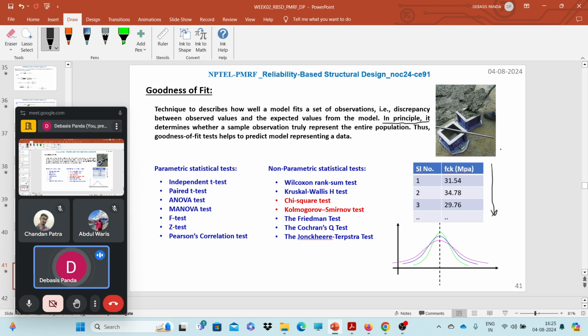There are different kinds of hypothesis tests in statistics. Parametric tests we have, like the Z test, one of the famous parametric tests. These are not covered, I have seen that in your course. So only these two tests, chi-square and K-S test, have been covered, and these are very, very popular and useful tests.